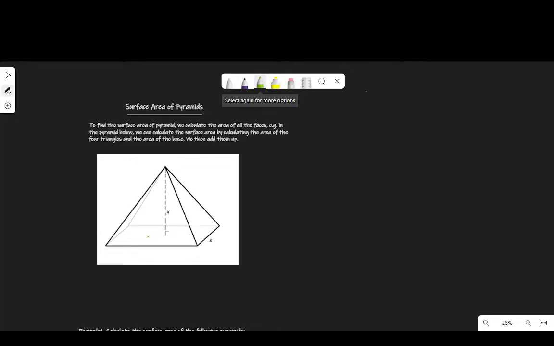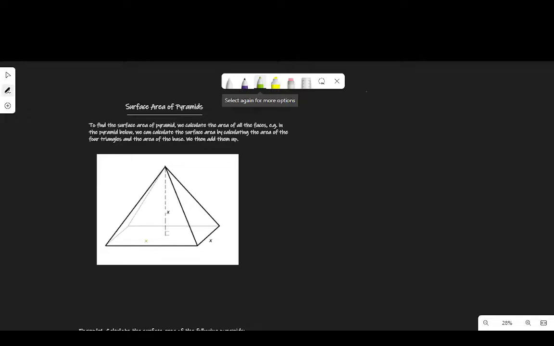So I have this pyramid. This example here is a rectangular base pyramid. You have other types of pyramid like square base pyramid and triangular base pyramid. But this one I have on the board here is a rectangular base pyramid.